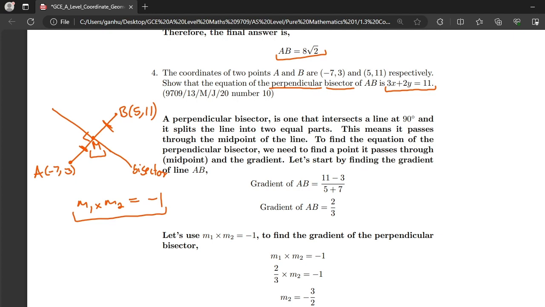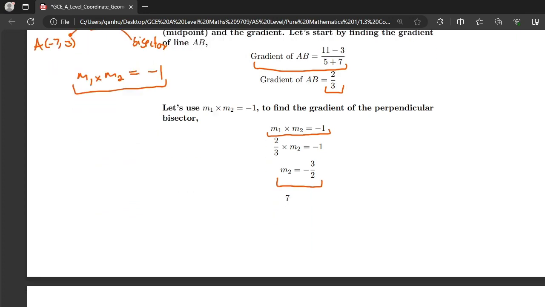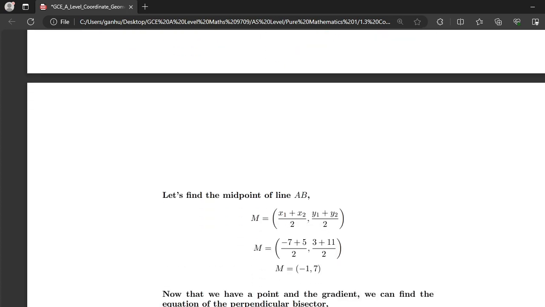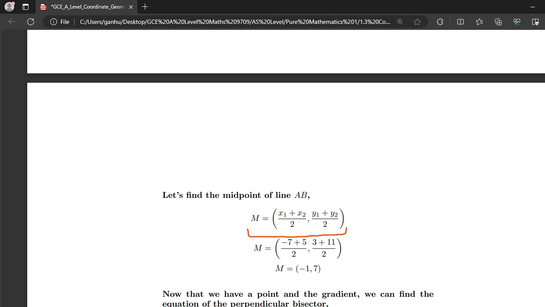So let's start by finding the gradient of the perpendicular bisector. Since it is perpendicular to AB, we find the gradient of AB, which is 2/3, and we use m1 times m2 is equal to -1, and you end up with the gradient of the perpendicular bisector being -3/2. Now we know that the perpendicular bisector passes through the midpoint of AB, so we can find the coordinates of the midpoint using this formula. If we substitute in our coordinates and simplify, we get the coordinates -1, 7.